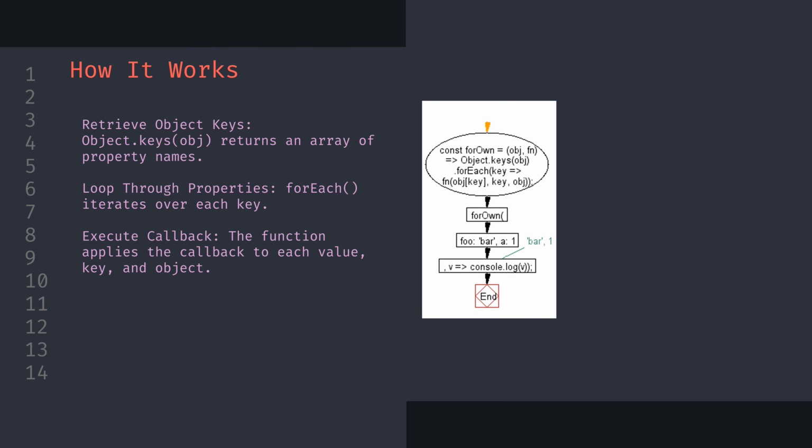The function extracts all property keys, loops through them, and executes a callback for each one. This ensures we process all key value pairs efficiently.